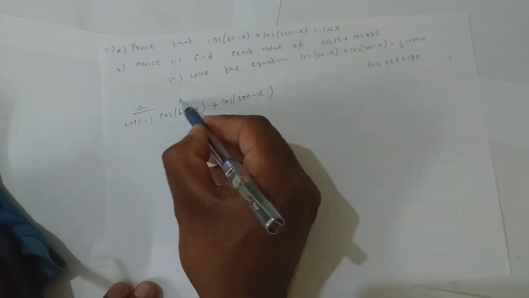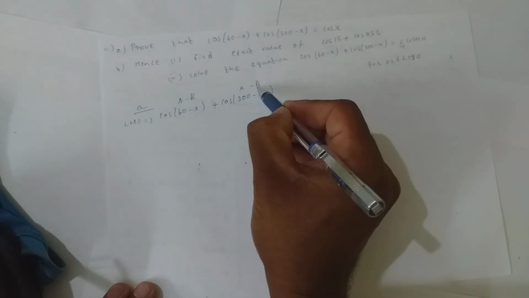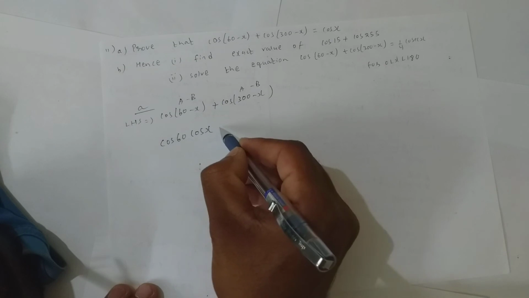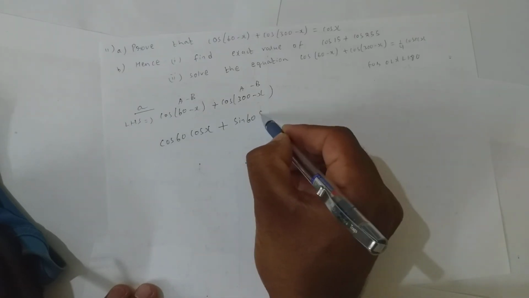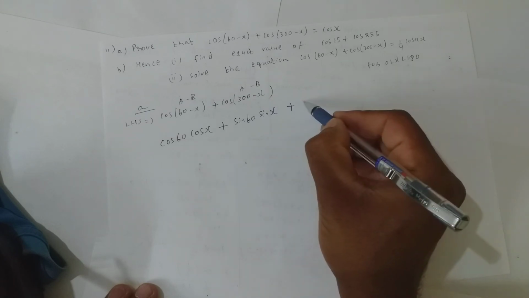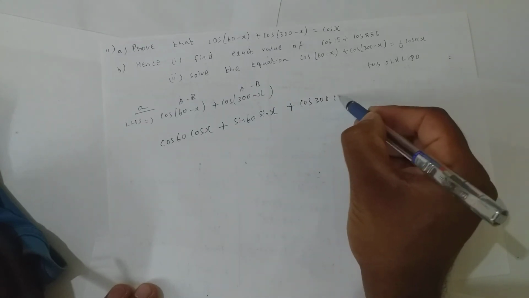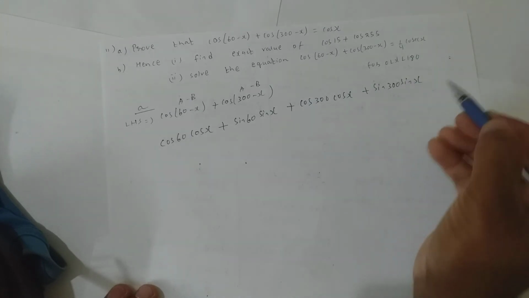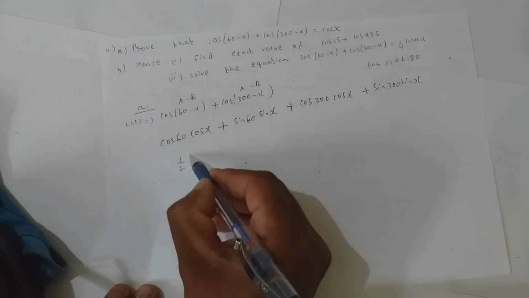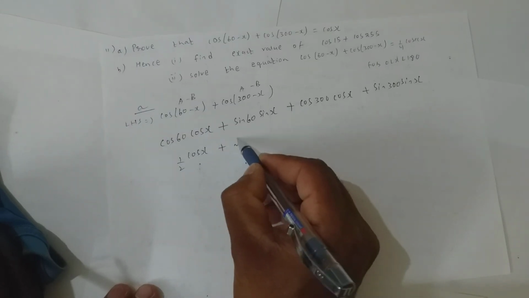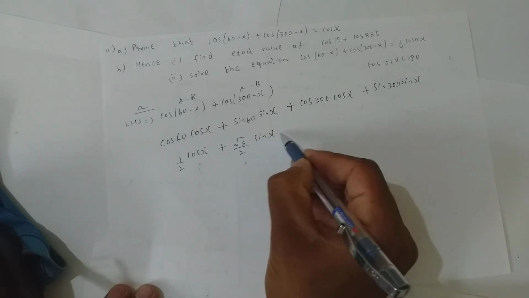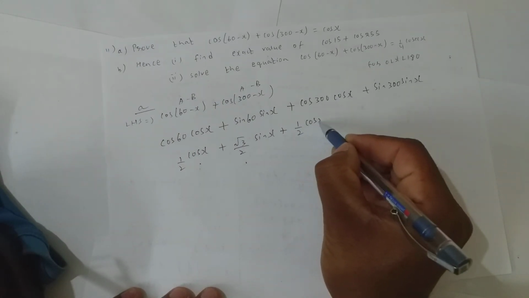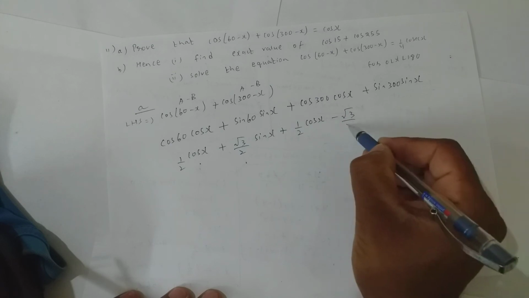Now here, what do I expand it with? A minus b formula, and here also the a minus b formula. So cos(a minus b) is cos 60 cos x plus sin 60 sin x, and over here also the same thing, cos 300 cos x plus sin 300 sin x. Now cos 60 is half, so it is half into cos x plus sin 60 is root 3 by 2 sin x plus cos 300 is half cos x. Sin 300 is minus root 3 by 2.